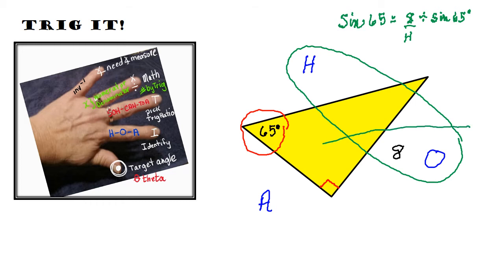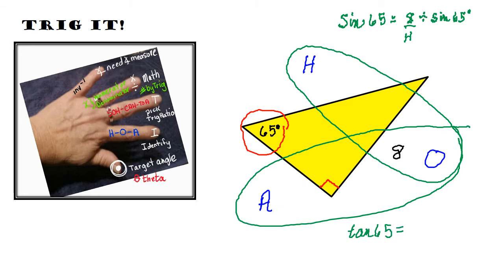Next we take a look and go, well, I need an A and I have an O. So OA means I'm going to use tangent of the SOHCAHTOA. So we just go tan 65, the target, and that equals the O over the A, so 8 over the A. And again, variable in the denominator, so we're going to divide by the trig. And there you go.